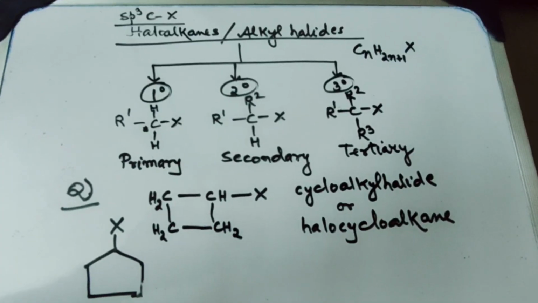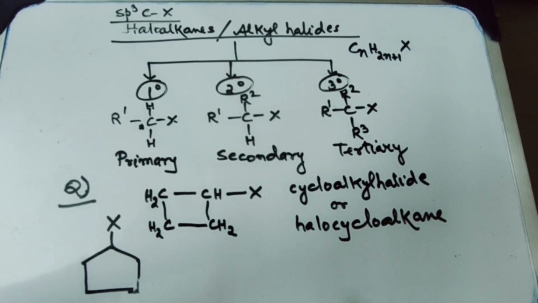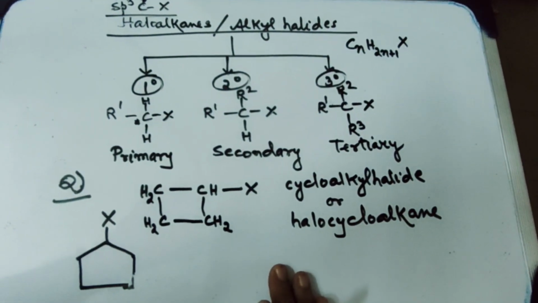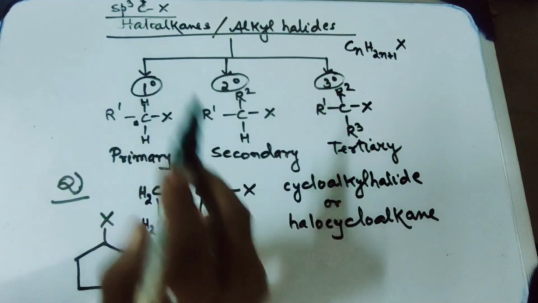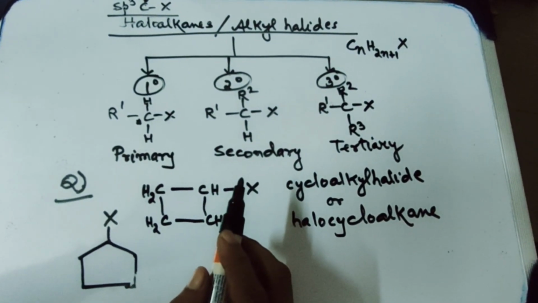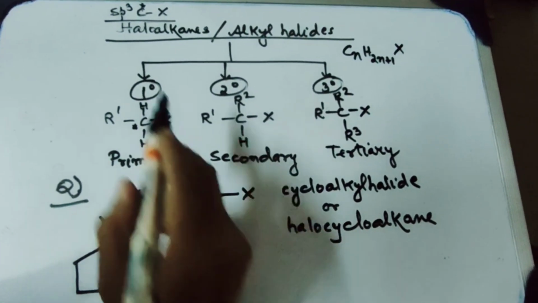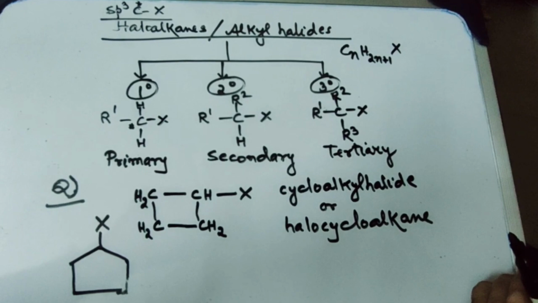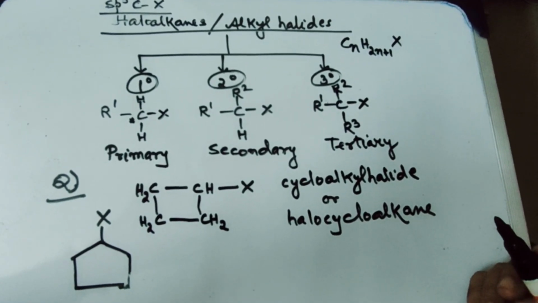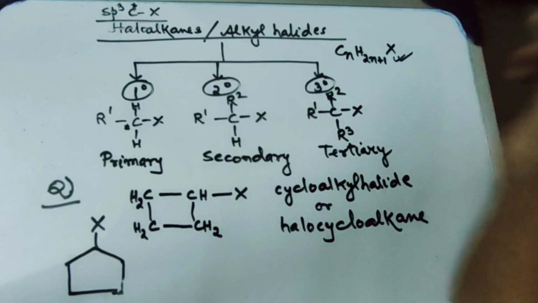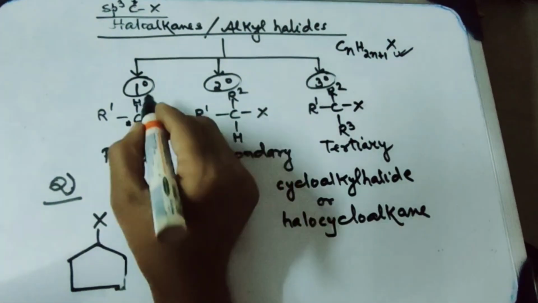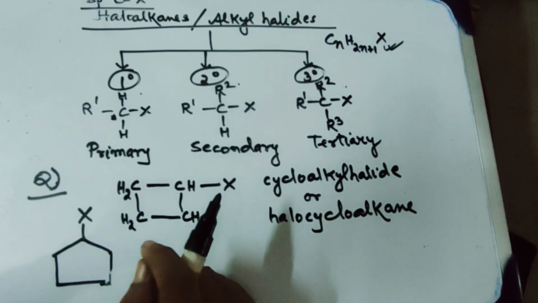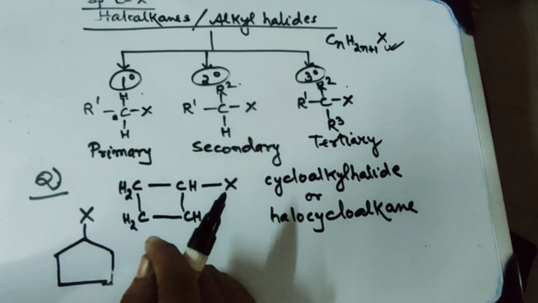Classification based on the hybridization of the carbon atom having halogen attached to it. This is the carbon which I have marked. Now if this carbon atom is sp3 hybridized, the first classification is that it can be haloalkanes or alkyl halides having the general formula CnH2n+1X, and it can be 1 degree, 2 degree or 3 degree alkyl halides. How do we know whether the alkyl halide is 1 degree, 2 degree or 3 degree?